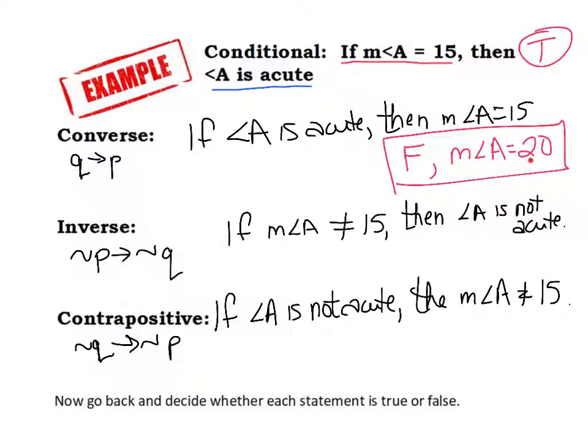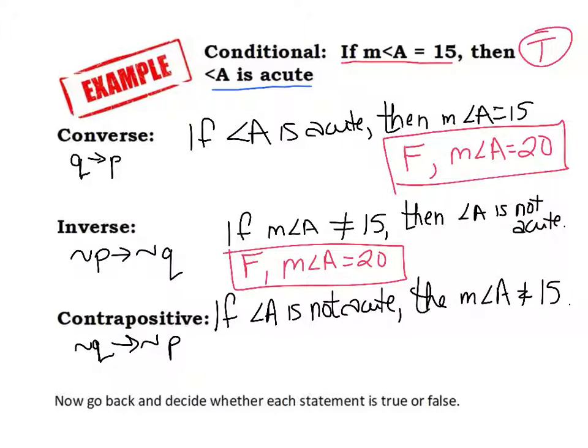Okay, I think I'm back to this same counterexample. If the measure of angle A is not 15, okay, I'm going to make it be 20. Measure of angle A is 20. Then A is not acute. Well, yes, it is acute. So I'm going to go false again, same counterexample.